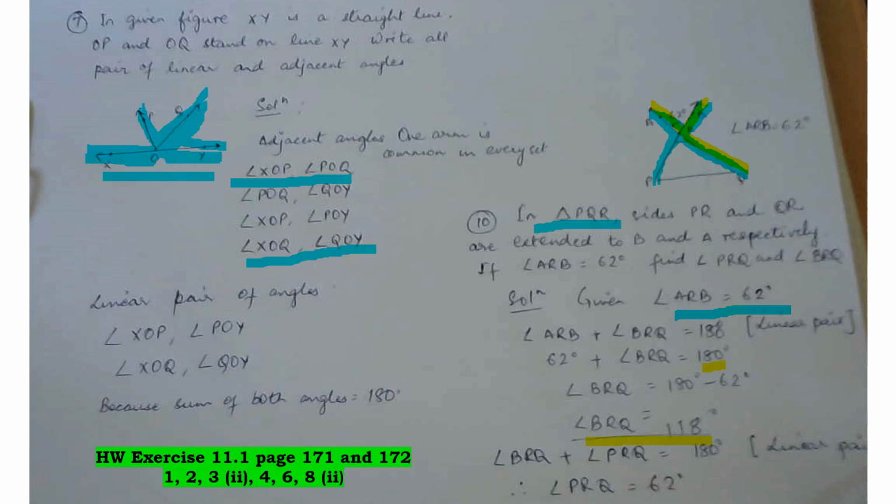Same way, angle BRQ, where is BRQ? This one is your BRQ, and angle QRP will add up to 180 degrees. So it will give you the value of PRQ as 62 degrees.